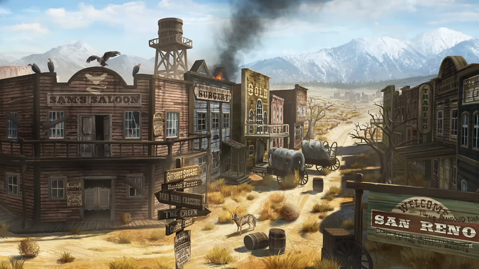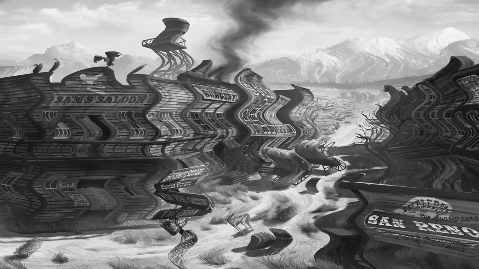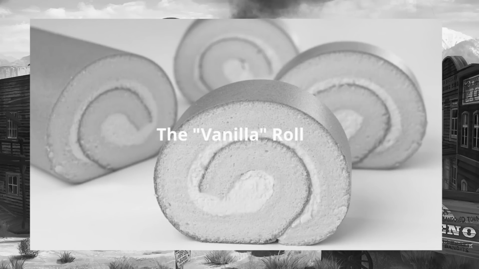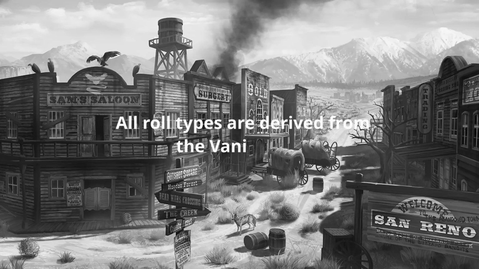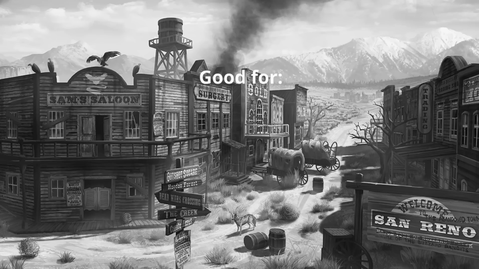The cleric asked for a perception check. The GM let them roll. This is the vanilla roll. All roll types and techniques are based off the vanilla roll. The vanilla roll is good for simple, cut and dry scenarios such as any perception or history check.